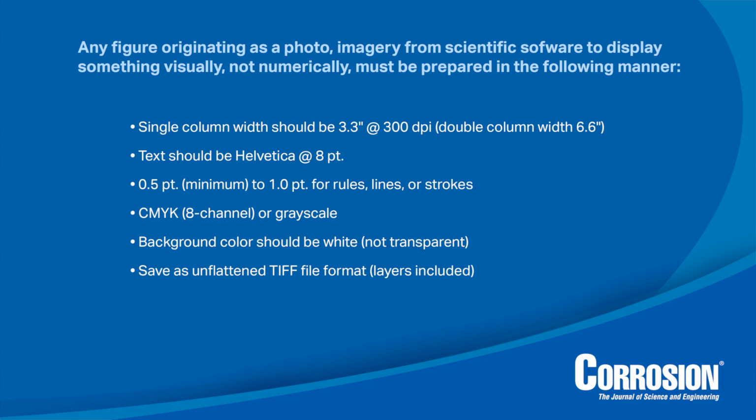the following manner. Single column width should be 3.3 inches at 300 dpi. Double column width is 6.6 inches. Text should be Helvetica at 8 point. For rules, lines, or strokes, we need a minimum of half a point line weight to 1 point.